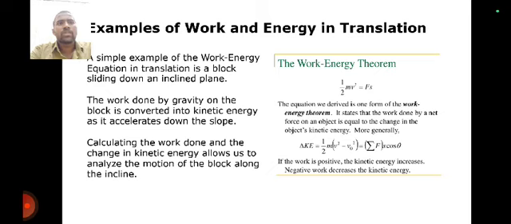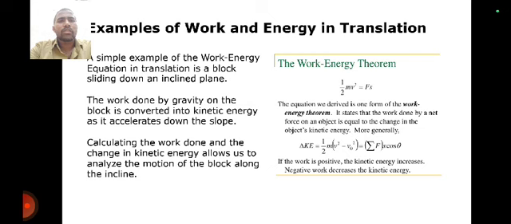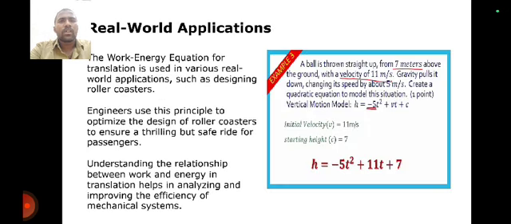Examples of work and energy in translation. A simple example of the work energy equation in translation is a block sliding down an inclined plane. The work done by gravity on the block is converted into kinetic energy as it accelerates down the slope. Calculating the work done and the change in kinetic energy allows us to analyze the motion of the block along the incline.